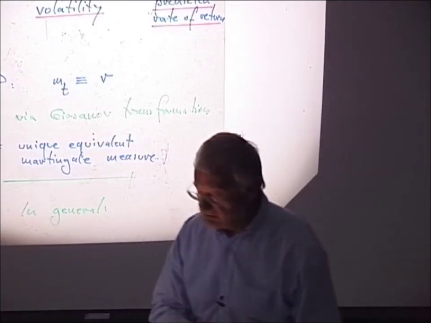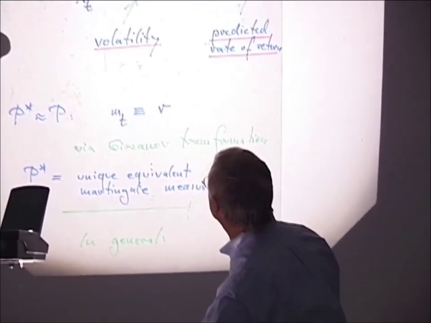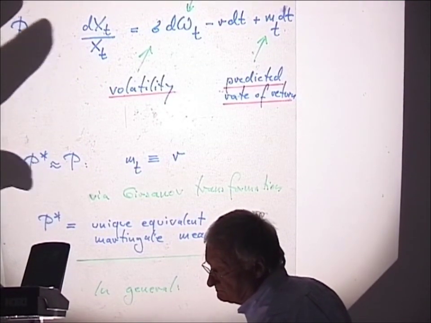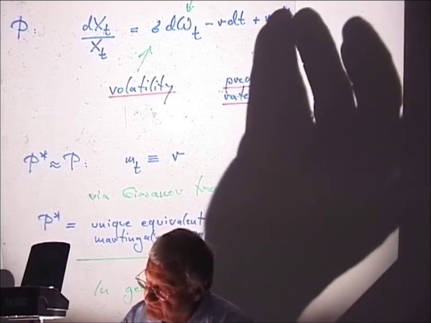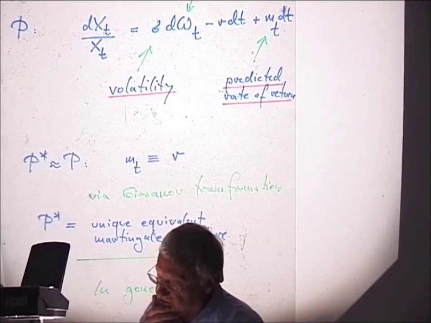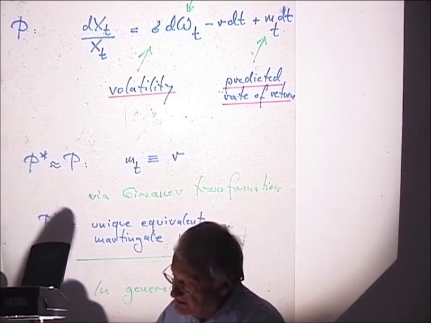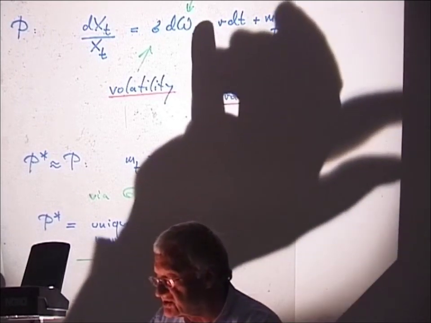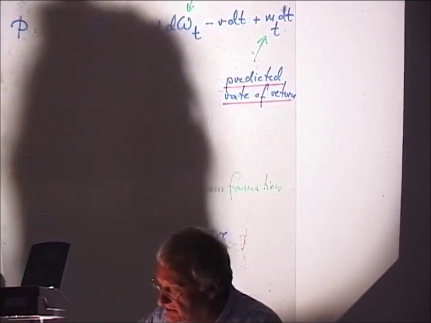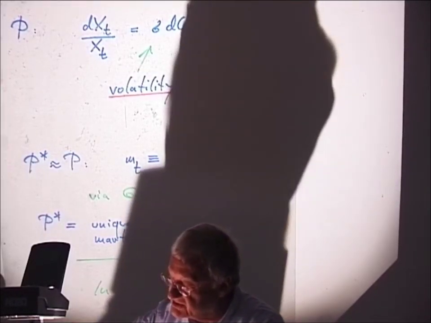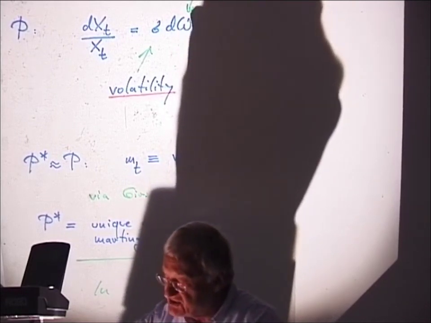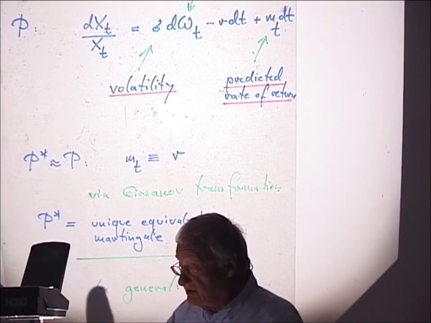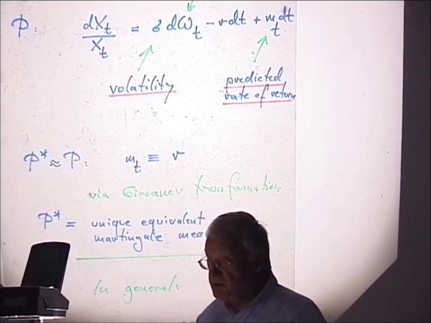So here's a concrete example, sometimes called the Black-Scholes model or geometric Brownian motion. You can write it down in this form. And here you have some predicted rate of return. Here you have some volatility parameter. In that case, you can switch it into a martingale measure by a Girsanov transformation, which takes away the drift which appears here, so that under P star, you have simply such an equation with some W star, which is now a Wiener process under P star. And in that case also, it's easy to see that the equivalent martingale measure is unique.